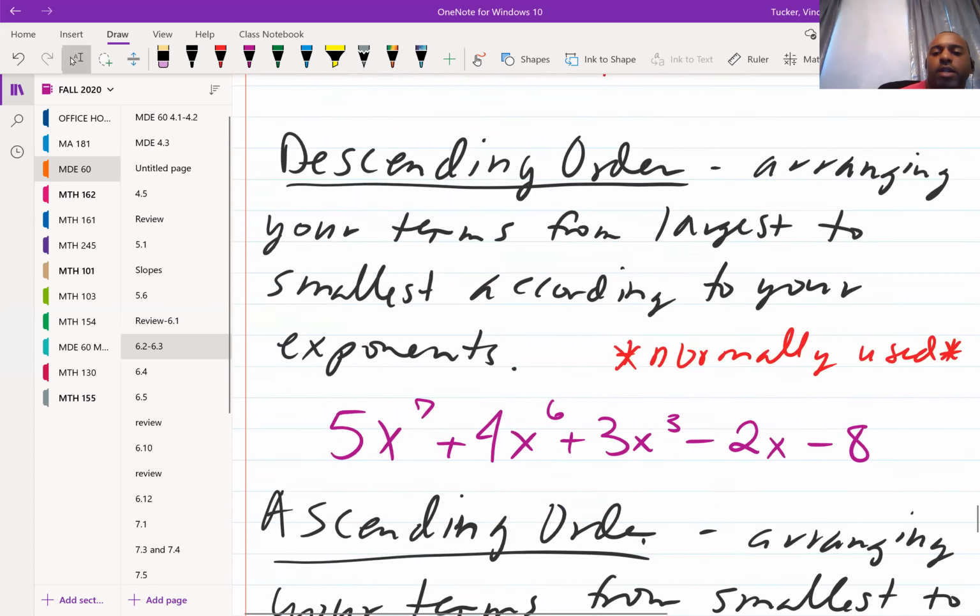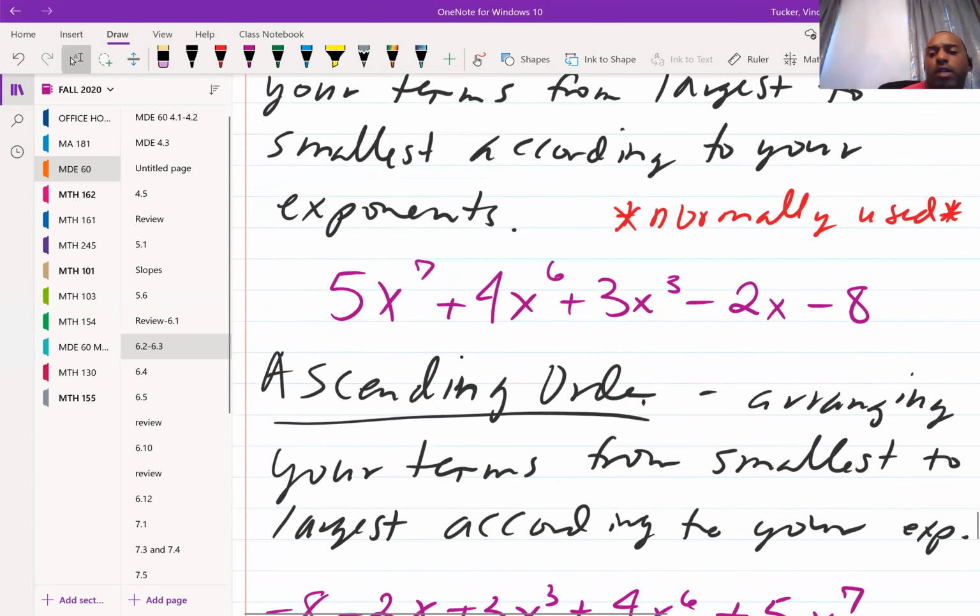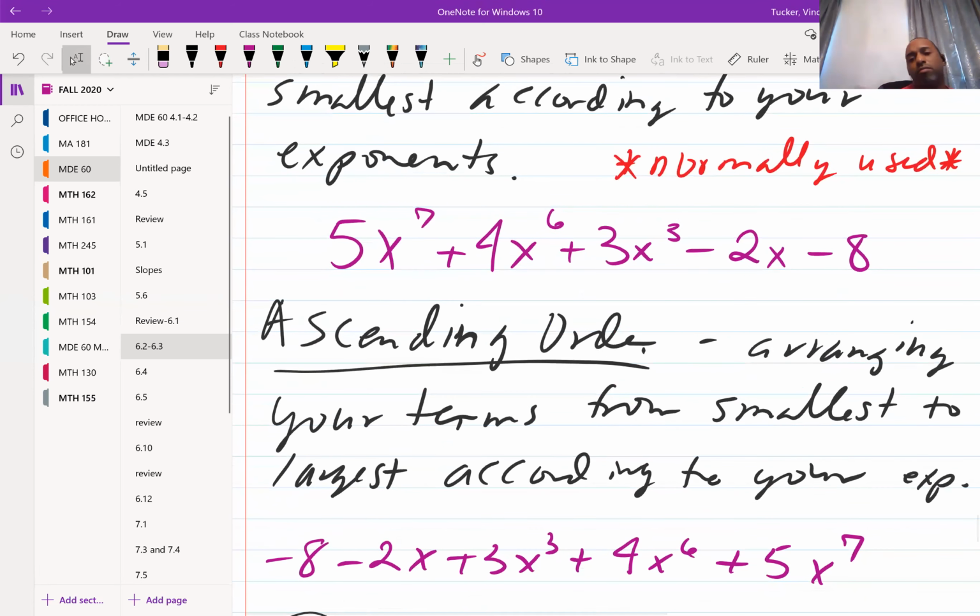All right, and then writing in ascending order, just in case they were to ask, that's arranging your terms from smallest to largest, it's increasing. Descending is decreasing, ascending is increasing. So arranging your terms from smallest to largest according to your exponent. They could ask that of you, but like I said, what we normally do is descending order.